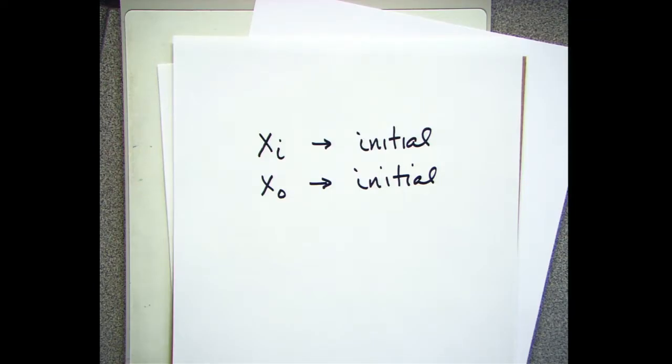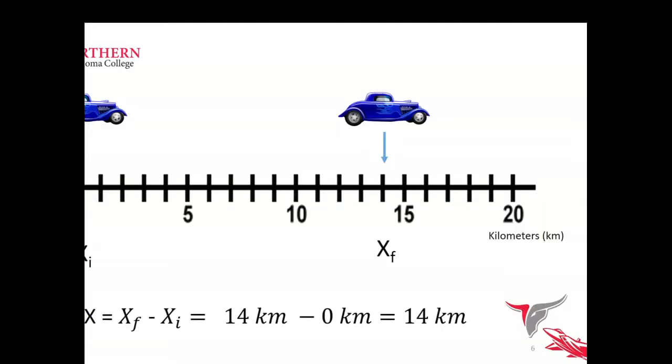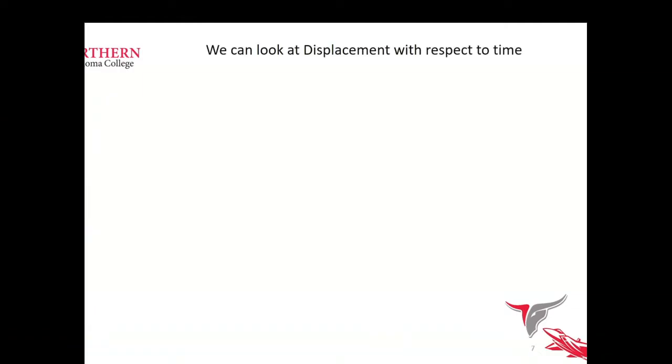So that gives me my starting point. Now if I write it out in an equation, delta means change, so my change is my final minus my initial. We're at 14 kilometers minus 0 kilometers, so 14 kilometers is the displacement. That part's pretty easy. We've been doing this for a while. We've played with number lines all our lives.